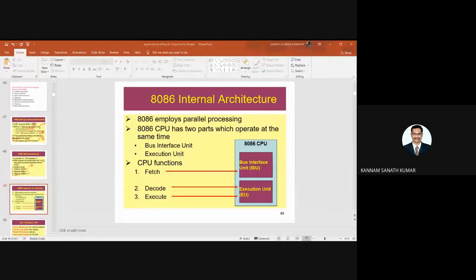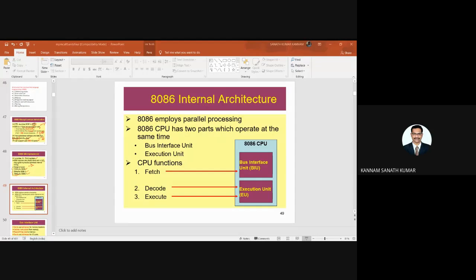So 8086 employs parallel processing. Parallel processing means it will do fetch, decode, and execute in parallel. If you see the architecture of 8086, it consists of two parts: one is the bus interface unit and the other is the execution unit. The bus interface unit will do the fetch operation, and decode and execute will be done by the execution unit.